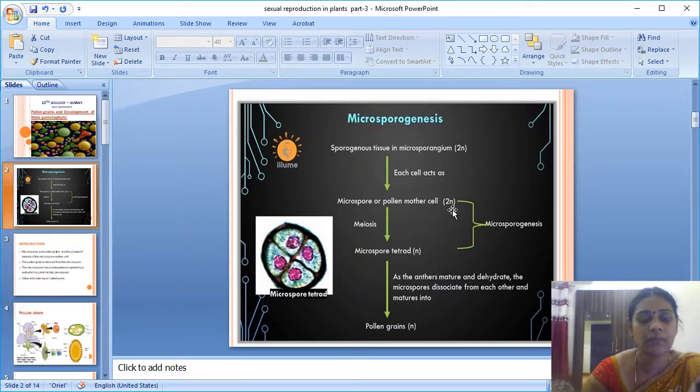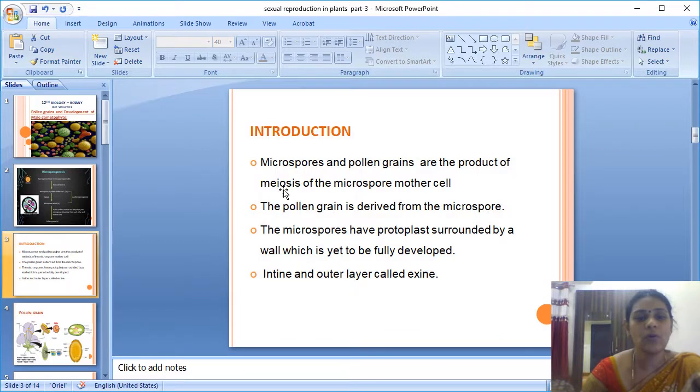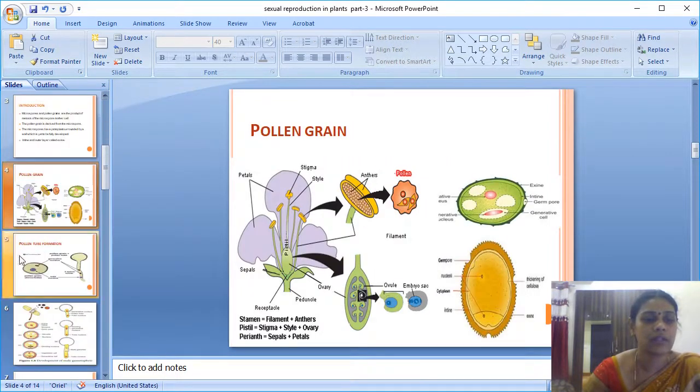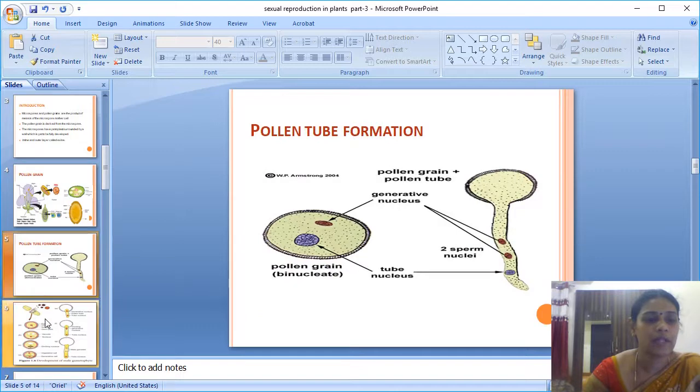The microspore mother cell is diploid, but when it becomes a microspore tetrad, it becomes haploid in nature. Then it matures into pollen grains. It has an intine layer and an exine layer. The intine layer is made up of cellulose, hemicellulose and so on. The exine layer is very important, made up of sporopollenin, and it has a pollen thread.